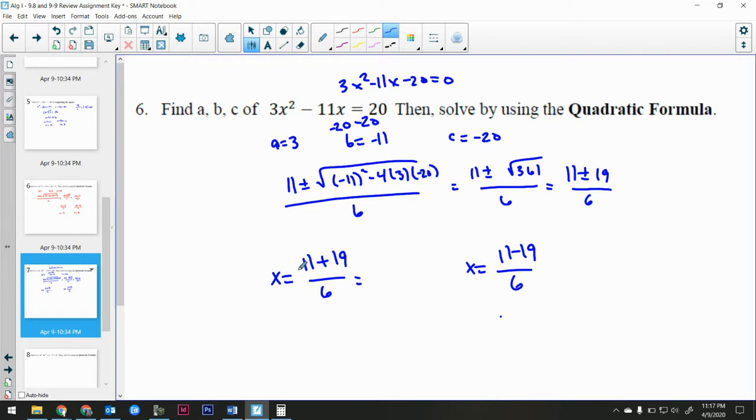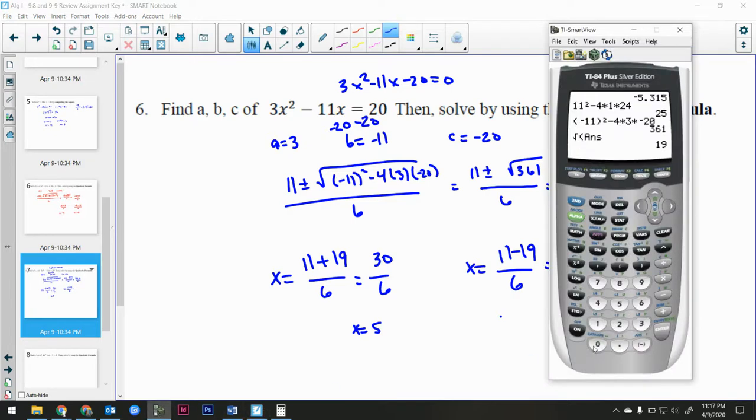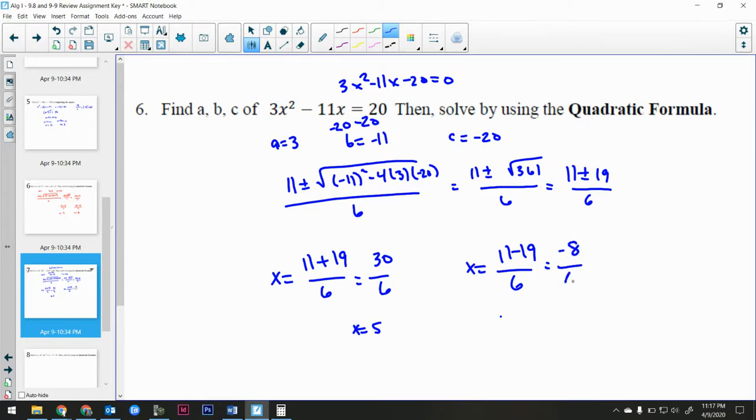Okay, so 11 plus 19, that would be 30 over 6, which is 5. 11 minus 19, what is 11 minus 19? Negative 8 over 6. I'm going to reduce that fraction rather than giving it to you as a decimal. Negative 4 thirds. Could you give me negative 1.6 repeating? Or, excuse me, negative 1.3 repeating? Sure, that would be fine too.